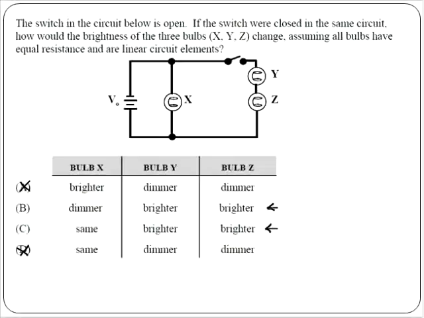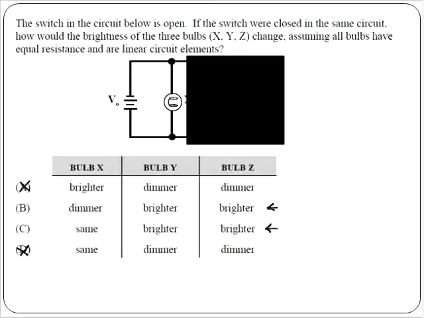Now be careful. It's easy to say that because there are 3 bulbs on now, bulb X is going to get dimmer. But that's not the case. If you think about it, when this switch is open, it's just like I'm covering this part up. That part of the circuit really doesn't exist when the switch is open.